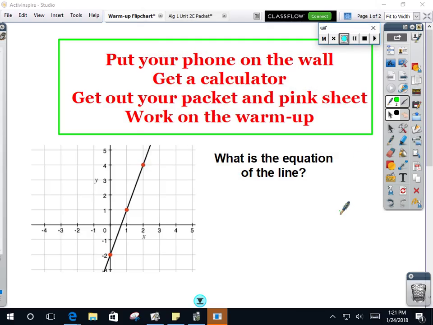Okay, what is the equation of this line? Does anybody have an answer? Okay.